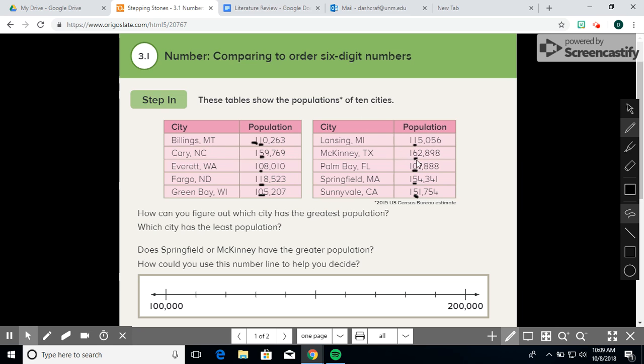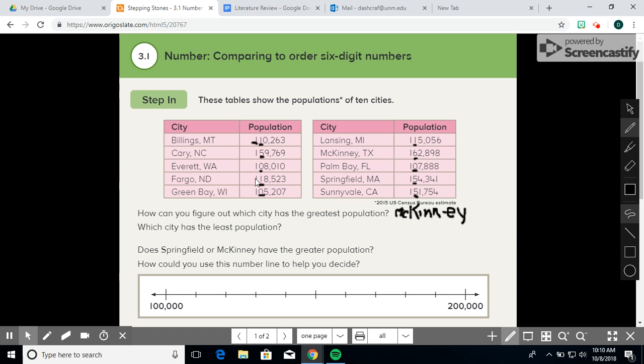So my biggest number in the 10,000s place is 6, which means that unless there's a bigger one, no, this is going to be our biggest population because we have the same number in the 100,000s place, but then a bigger number in the 10,000s place. So I'm going to say that McKinney, Texas, McKinney. Now we're going to do the same thing, but to see the least population.